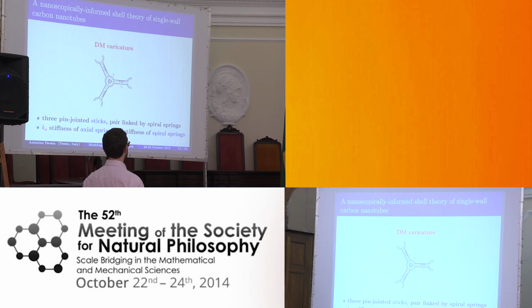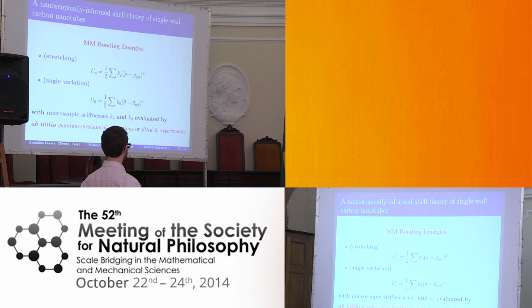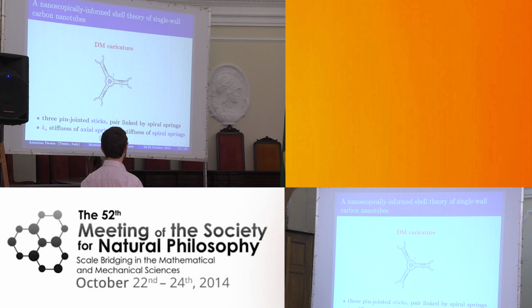The discrete mechanical caricature of our bonds is like that. So we have 3 pin-jointed sticks, pair linked by spiral springs. The springs have a stiffness Ks, and the sticks have a stiffness Ka. So it's a simple, discrete mechanical caricature of the bond. And the first thing is to set this stiffness Ka and Ks equal to Kr and K theta respectively.